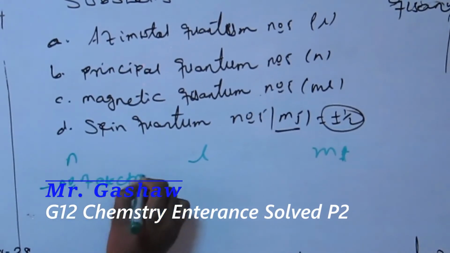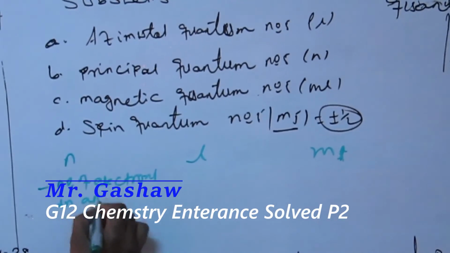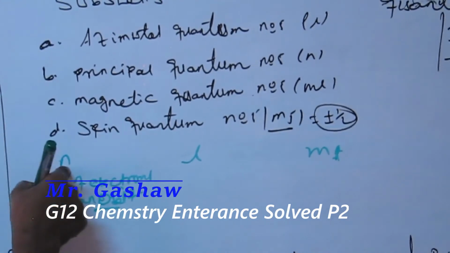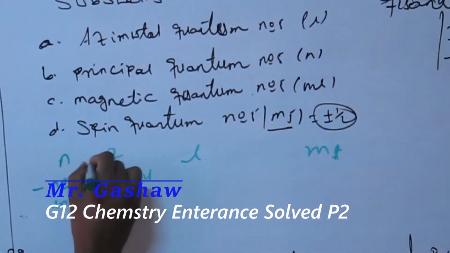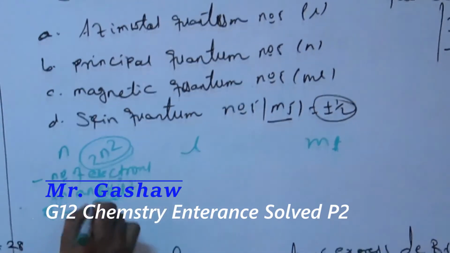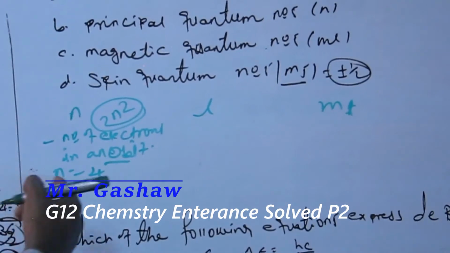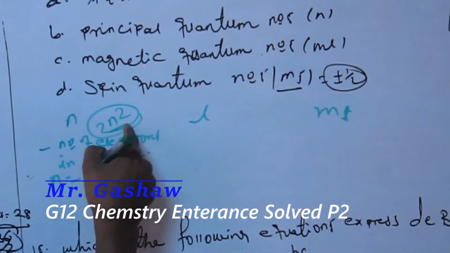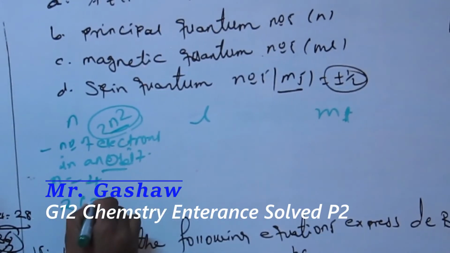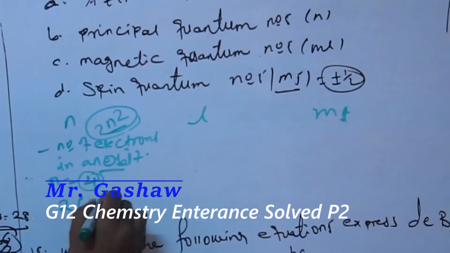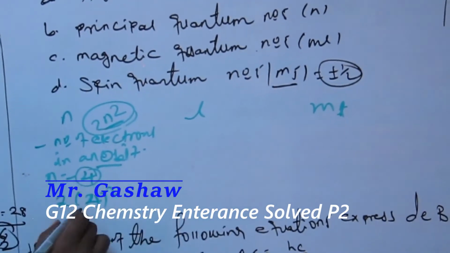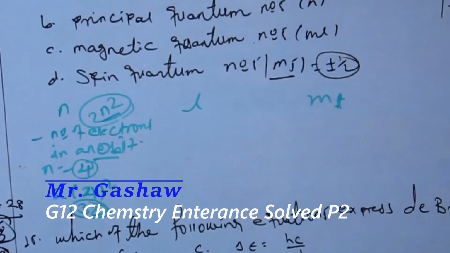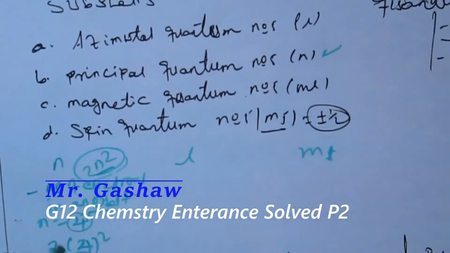Electrons, number of electrons in an orbit, meaning it determines how many electrons there are in an orbit. For example, using the 2n square rule, for n is equals to 4, number of electrons in the last shell, you should use this formula: twice of n square. Instead of n, insert 4 square, that means 4 square is 16, times 2, 32 electrons. So to determine the number of electrons, we use the principal quantum number.